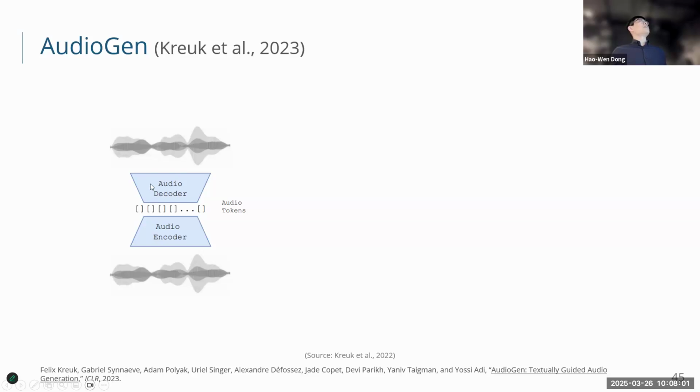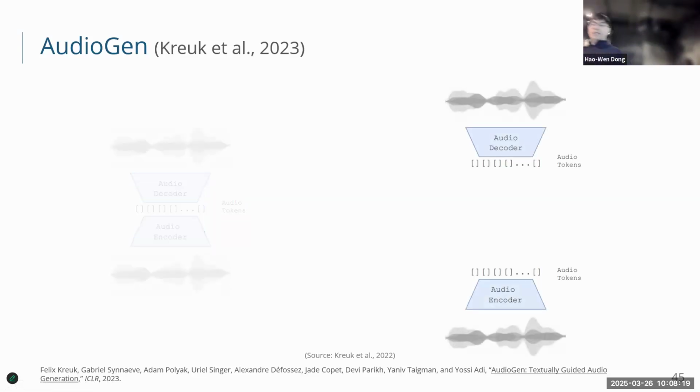First we train this audio decoder and encoder, so you turn the audio into some audio tokens. Think of these as something like MP3 language. You have some audio and you turn it into a bunch of words in some other space. And now you take this and expand it.